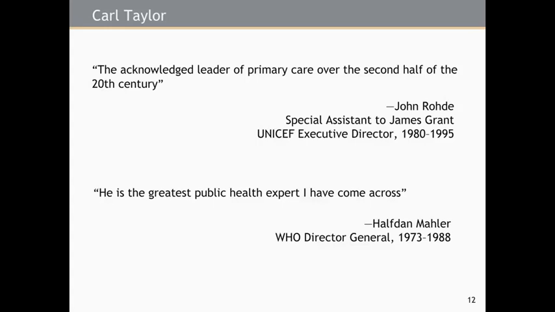So he's somebody that Johns Hopkins takes great pride in claiming, although, of course, he spent a large part of his life in other places before coming to Hopkins. But still, he started the Department of International Health here, and many people consider that he is the founder of the whole field of international health, not to mention primary health care. So his contributions are enormous.